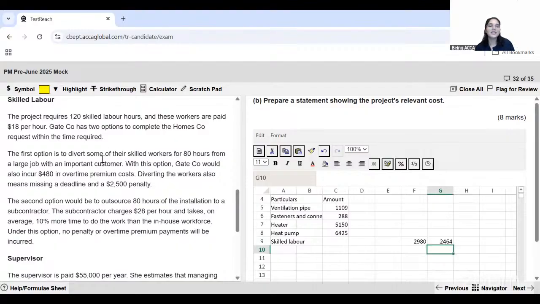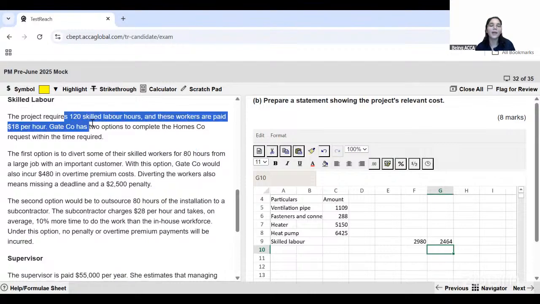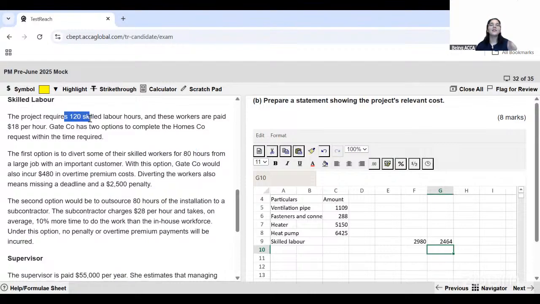Now this cost, as you can see, pertains to only 80 hours, but my total requirement was 120. 120 minus 80 gives you 40 more hours. That means your calculation is again bifurcated in two parts. First part is where 40 hours are taken at the normal rate of 18. And then you have the second option. Second option is whether you choose this cost or this cost.